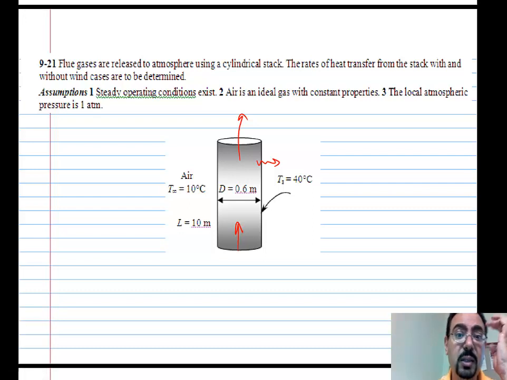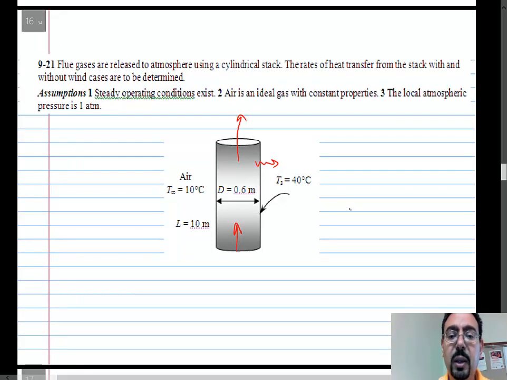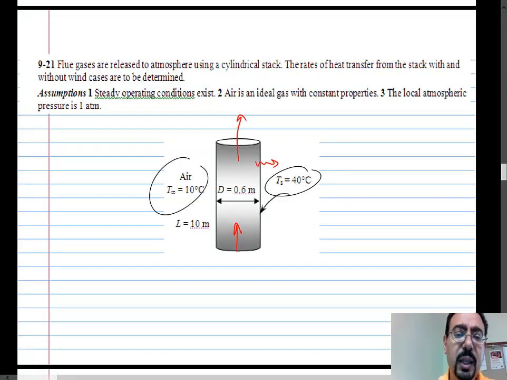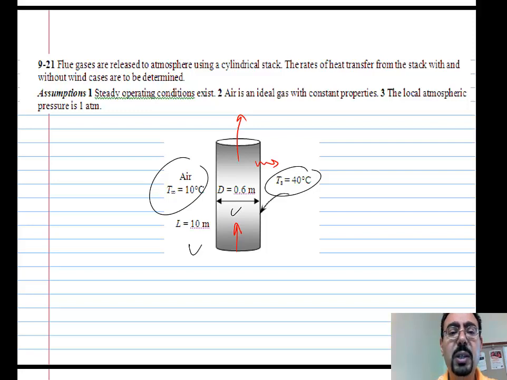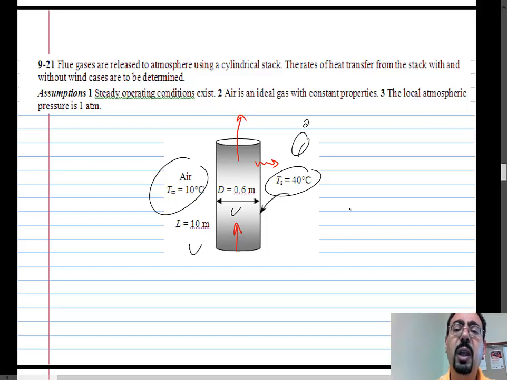So here, flue gases are released to the atmosphere using a cylindrical stack. The hot gases are going in, the temperature of the stack is like 40, and the air is sitting at 10 degrees, and you have the length and the diameter. He said the rate of heat transfer from the stack with and without wind are to be determined. So in this example, he would like to get Q dot natural convection and Q dot with forced convection. When he says there's a wind, he will give you the velocity for the wind.